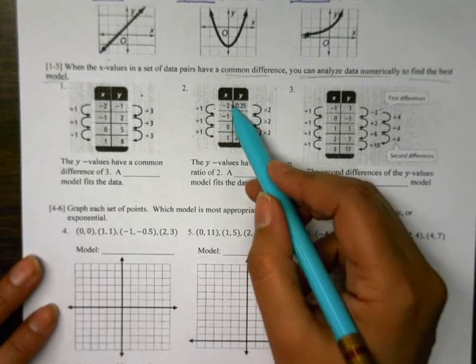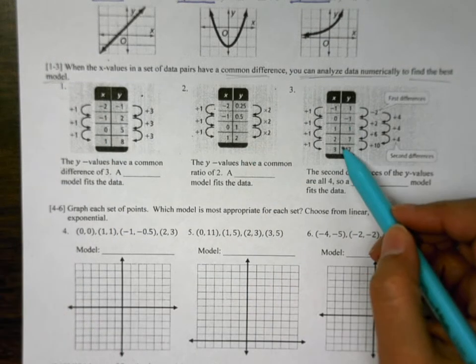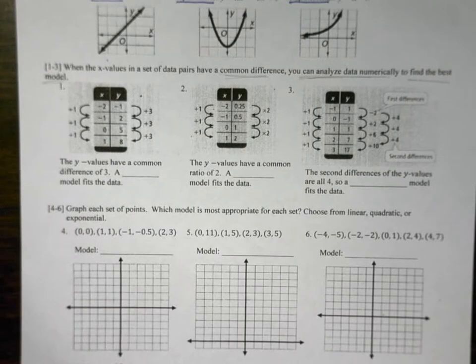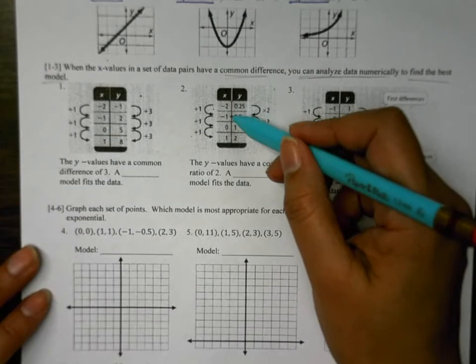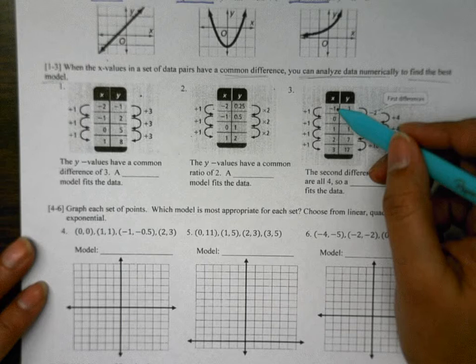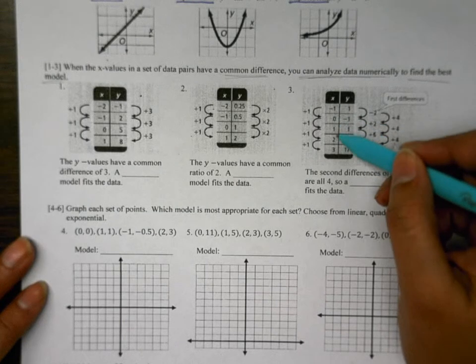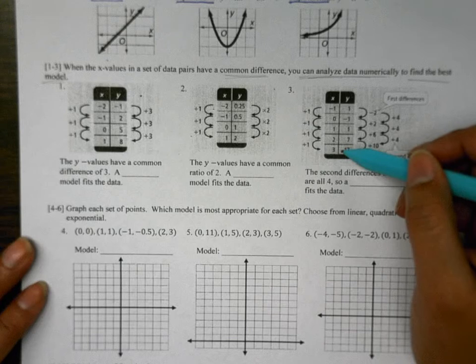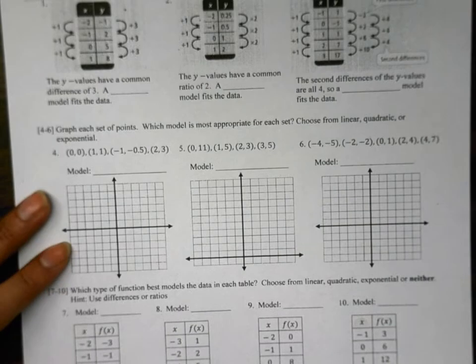These numbers, the x value should always be increasing by 1, always. So -2, -1, 0, 1. Are those increasing by 1? -2, -1, 0, 1. Same. -1, 0, 1, 2, 3. Are those still increasing by 1? Yes? And that should always happen. On your x value, they should always be increasing by 1.